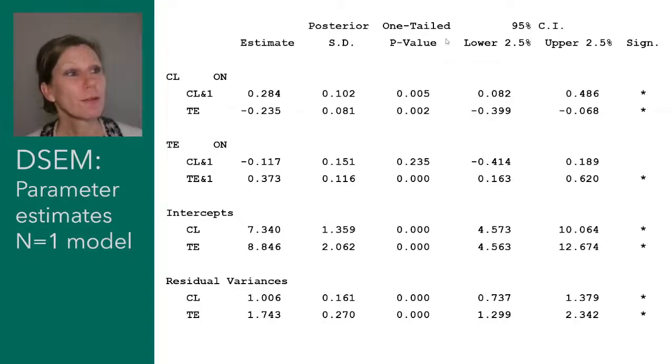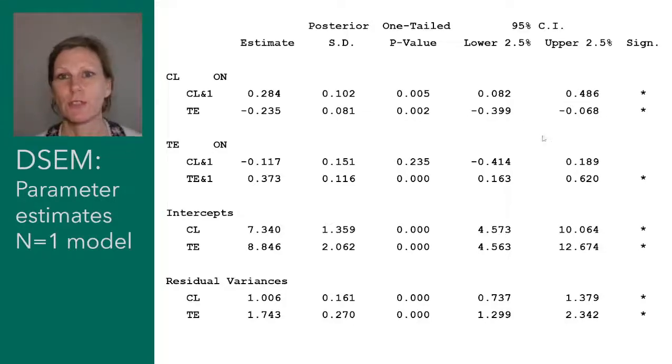The third column is the one-tailed p-value. I always skip this column. The part that is really important, though, is this part where we have the 95% credibility interval. So we get a lower bound and an upper bound. And what to look for is whether 0 is inside this interval or not.